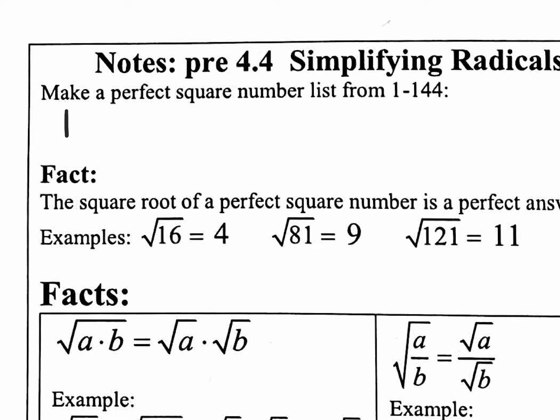There's your first perfect square number, the number 1. Then the next one is 4. The next one's 9. The next one's 16. If you're wondering, how am I getting these numbers? It's called the perfect square number list because you take a number and square it.